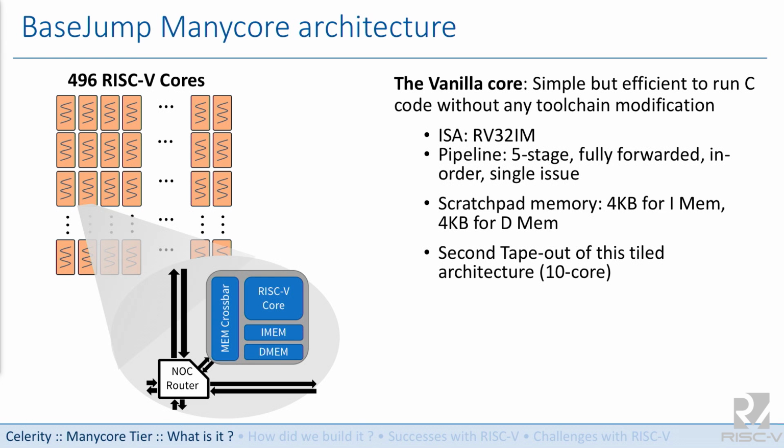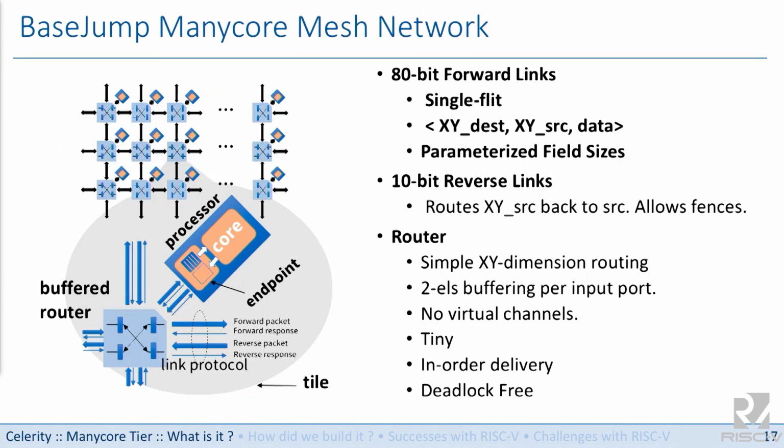It's also available online. It's a very well-designed but basic implementation of a RISC-V pipeline with scratch pads. But the secret sauce is really how we connect these cores together. So some of you may know I've spent a lot of my life designing many cores, including the MIT RAW processor back in the late 90s. And this network is way better than anything we designed back then.